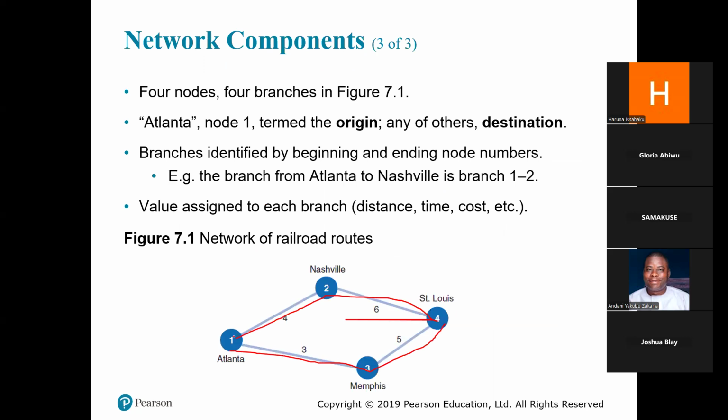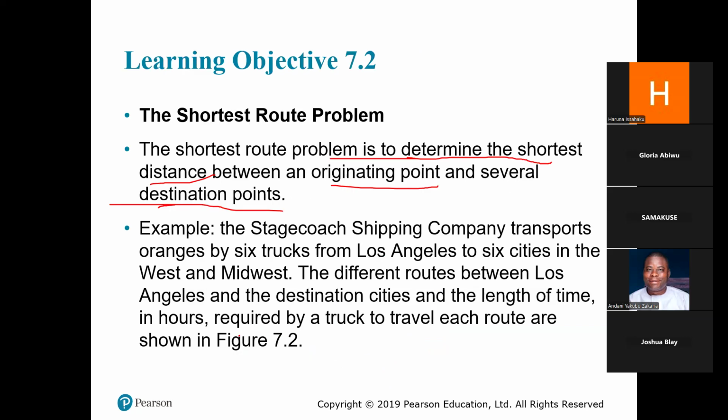Do you pass through Nashville before you go to St. Louis, or do you pass through Memphis before you go to St. Louis? Which one would be the shortest? Okay, so that is called the shortest route problem, and we will illustrate that by giving an example.